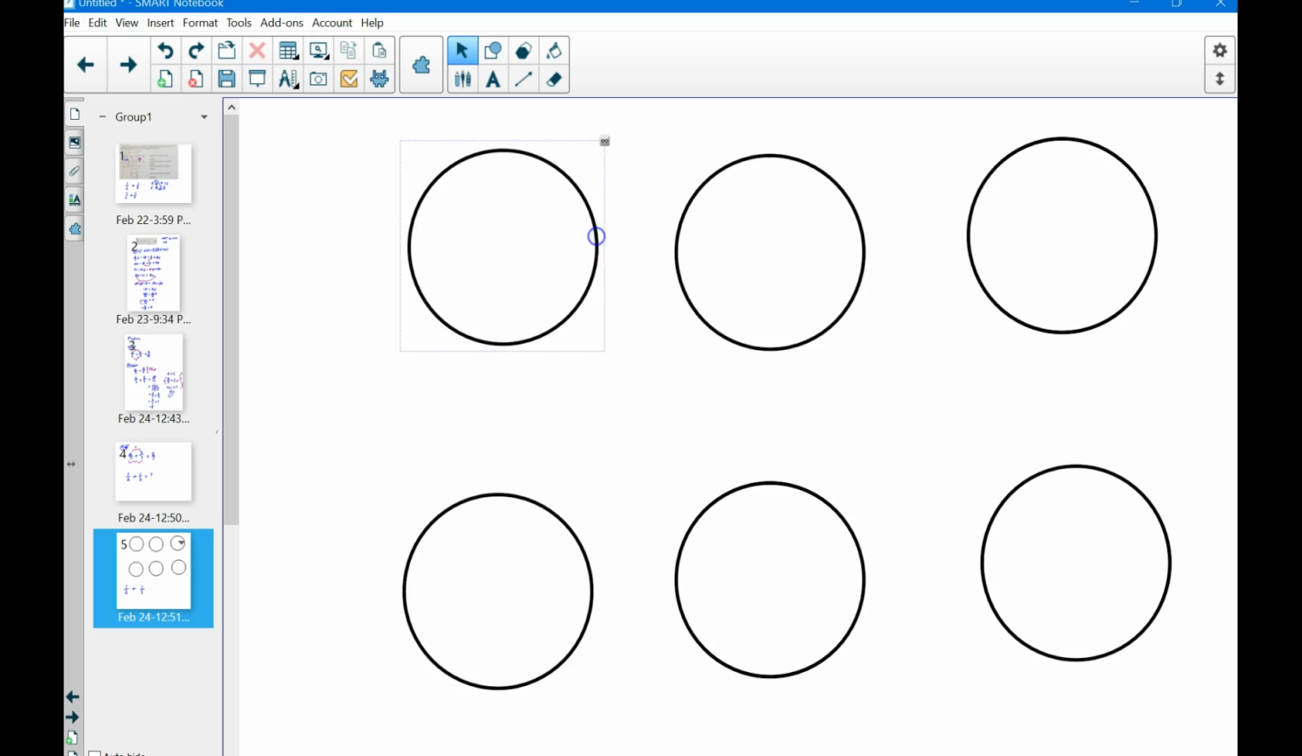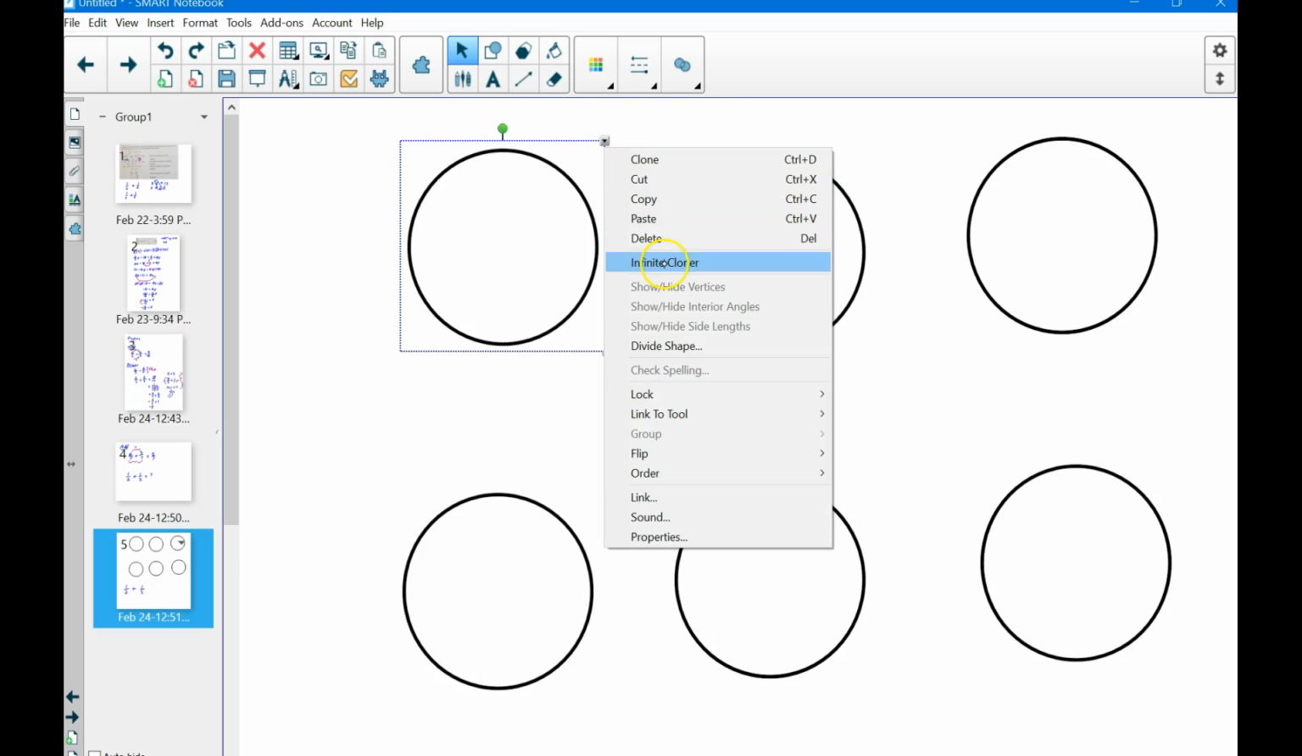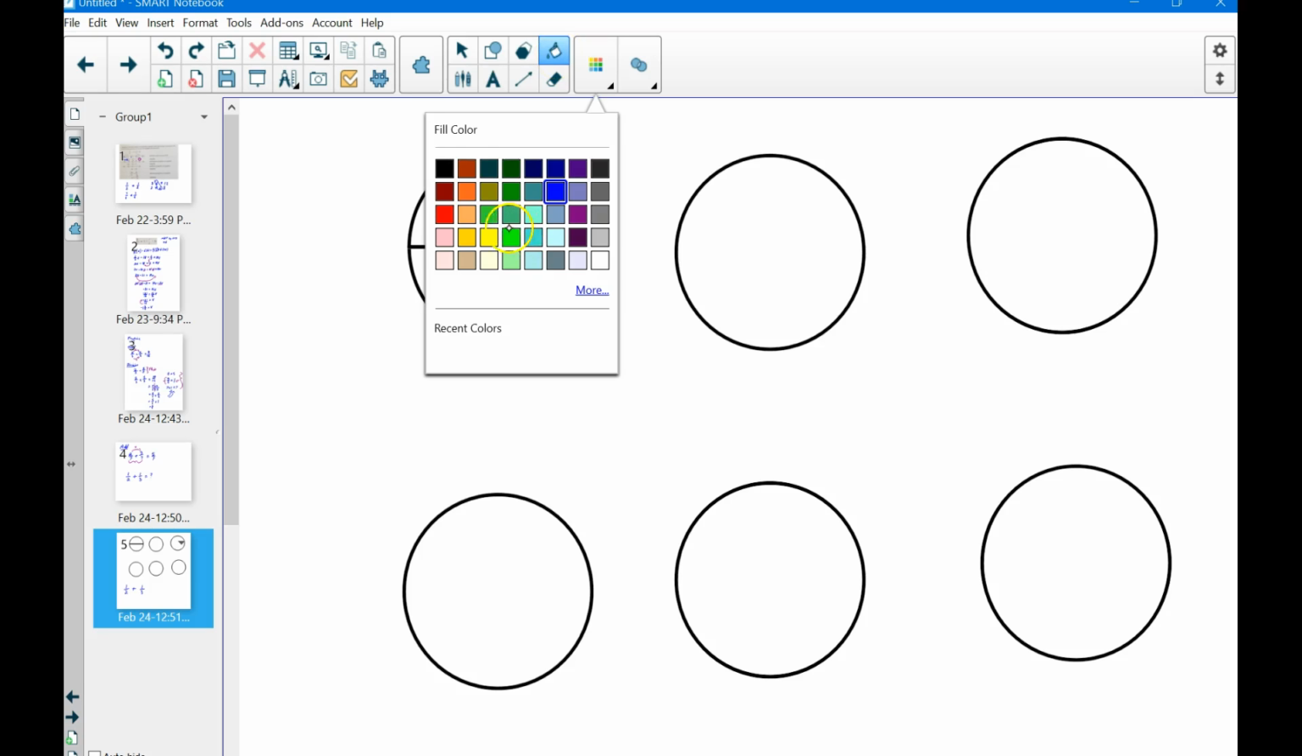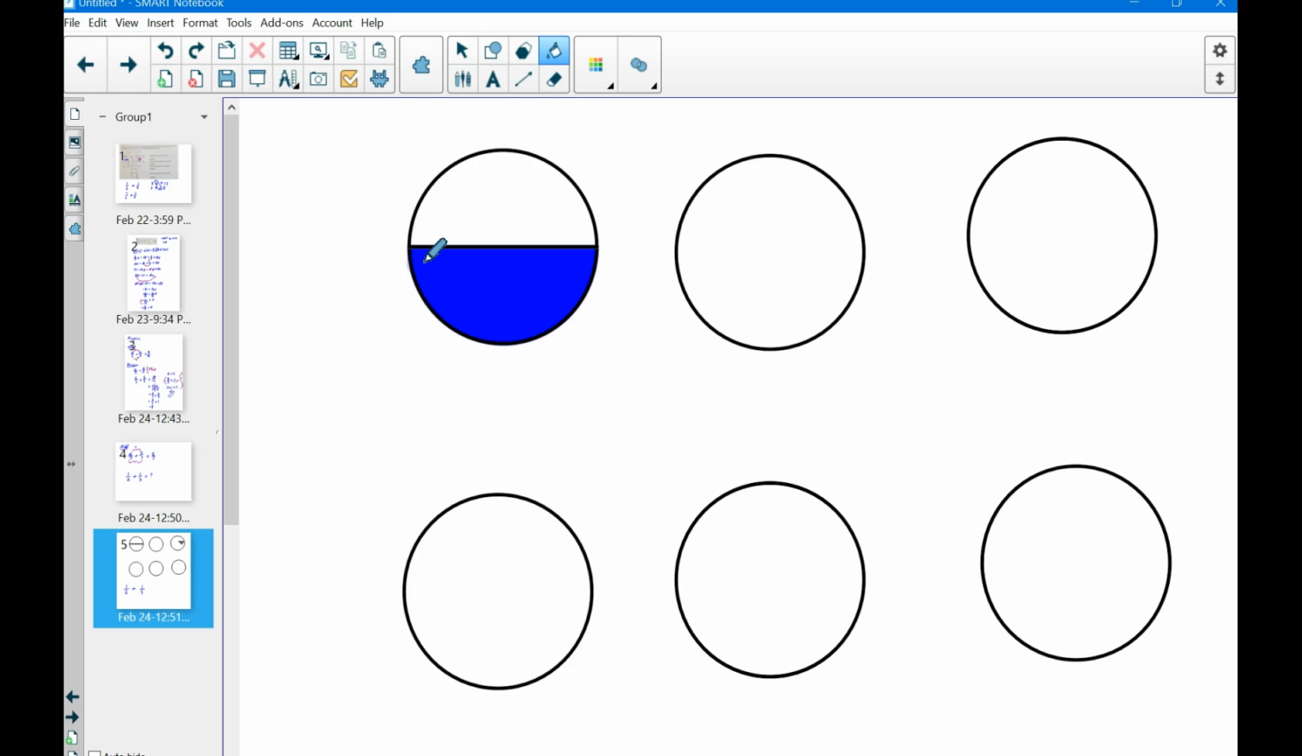What I'm going to do here is take the circle, take that off, and divide the circle. There we go. I'm going to divide it into 2 pieces, like that. The first piece here, I want to color it. Let's use a nice color. Blue is fine. So you see that 1/2 of the circle is now shaded.